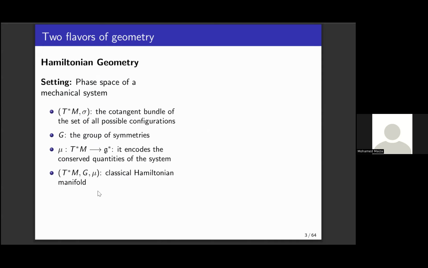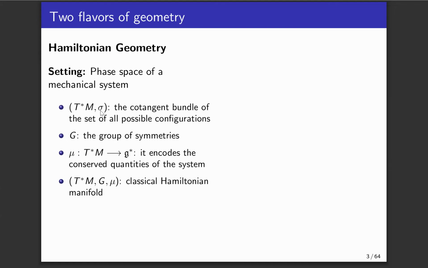The motivation comes from classical mechanics from physics. In general, when we want to study the phase space of a mechanical system, it's modeled on the cotangent bundle of the set of all possible configurations of the system, together with some two-form sigma. It's a symplectic form. So later on, we'll explain what we mean by symplectic form.